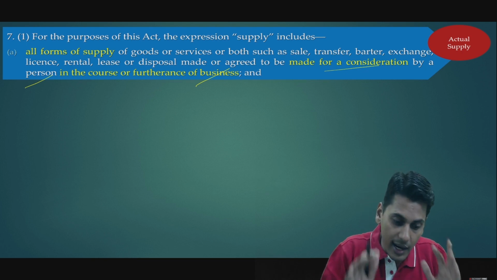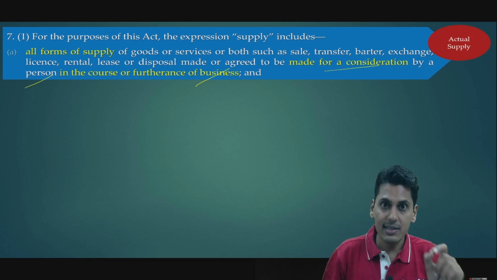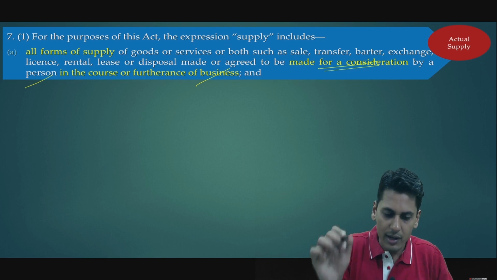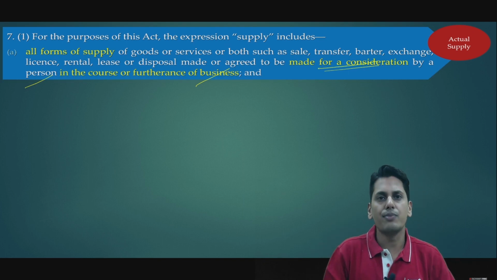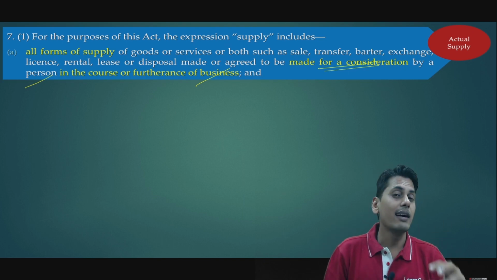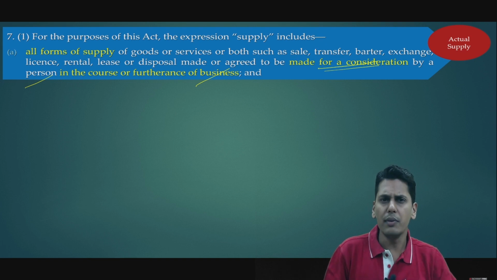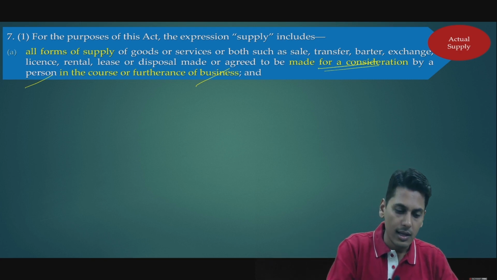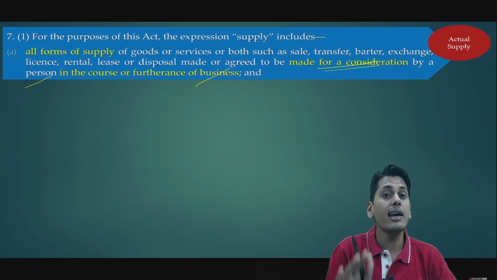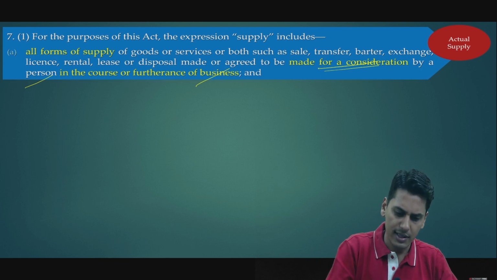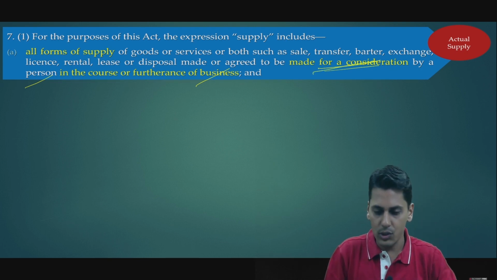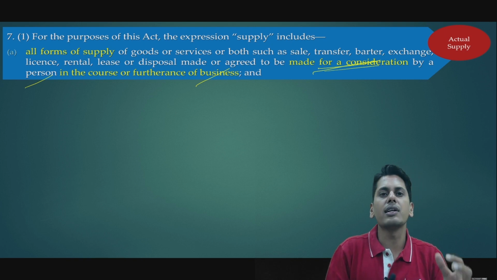So friends, under 7(1)(a), it says all forms of supply which is made for a consideration in the course of furtherance of business. So here the government was trying to fit the transactions of a club which is collecting subscription from its members. It was taxed under 7(1)(a) as an actual supply, which is a transaction for a consideration. A club is charging a fee to its members, which is in the course of furtherance of the business of the club.